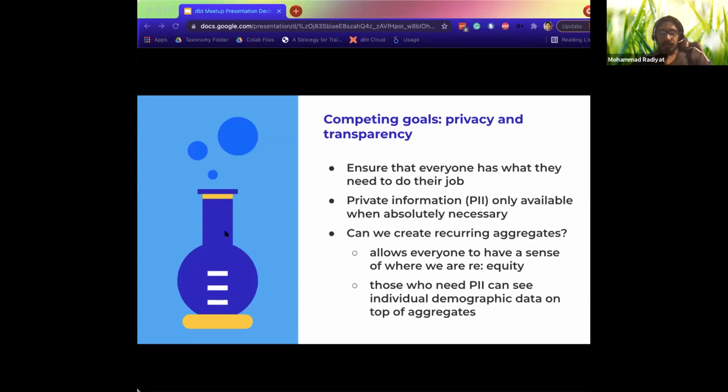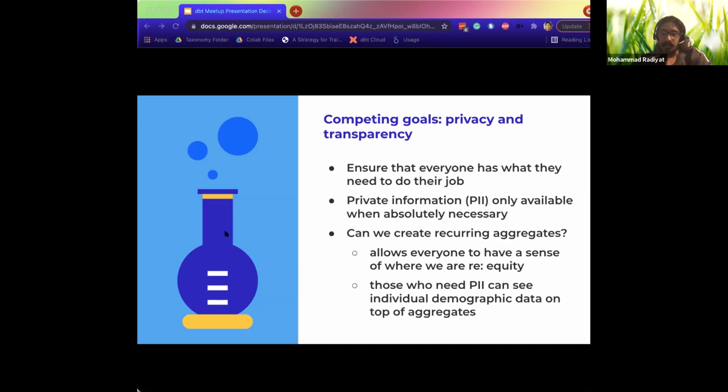At DonorsChoose, we believe that all staff absolutely needs to see the big picture and have the ability to raise questions about our impact on different teacher groups. But not everybody uses our internal business intelligence tool, Looker, in the same way. So not everyone needs all the details. When designing a solution, we tried to balance those two competing goals of teacher privacy and transparency, and wanted to ensure that everyone has the info they need to do their job, but not private info that they don't really need.